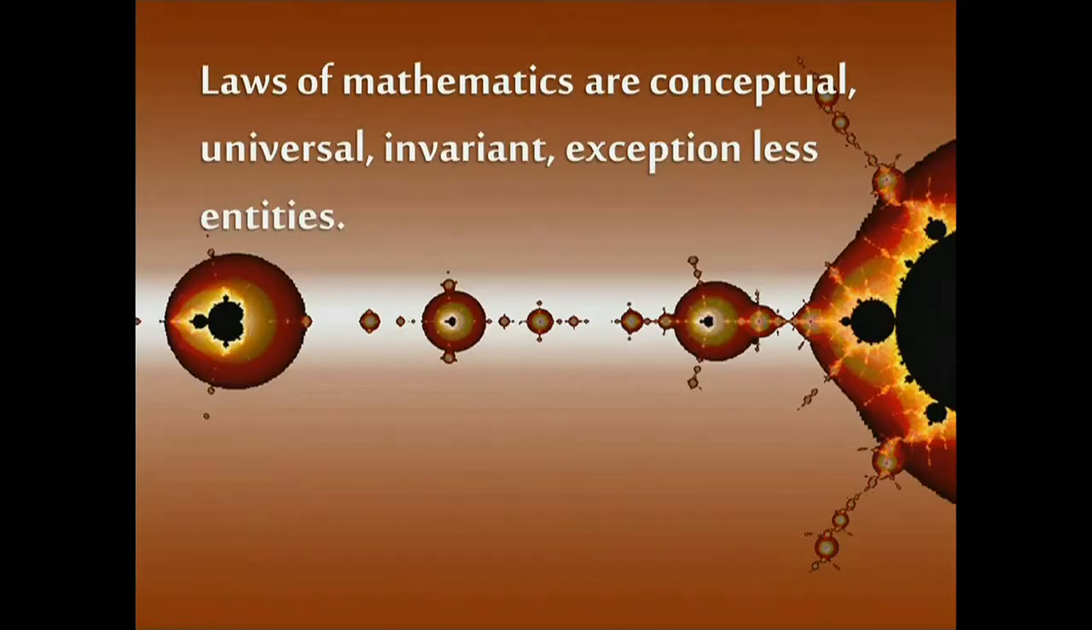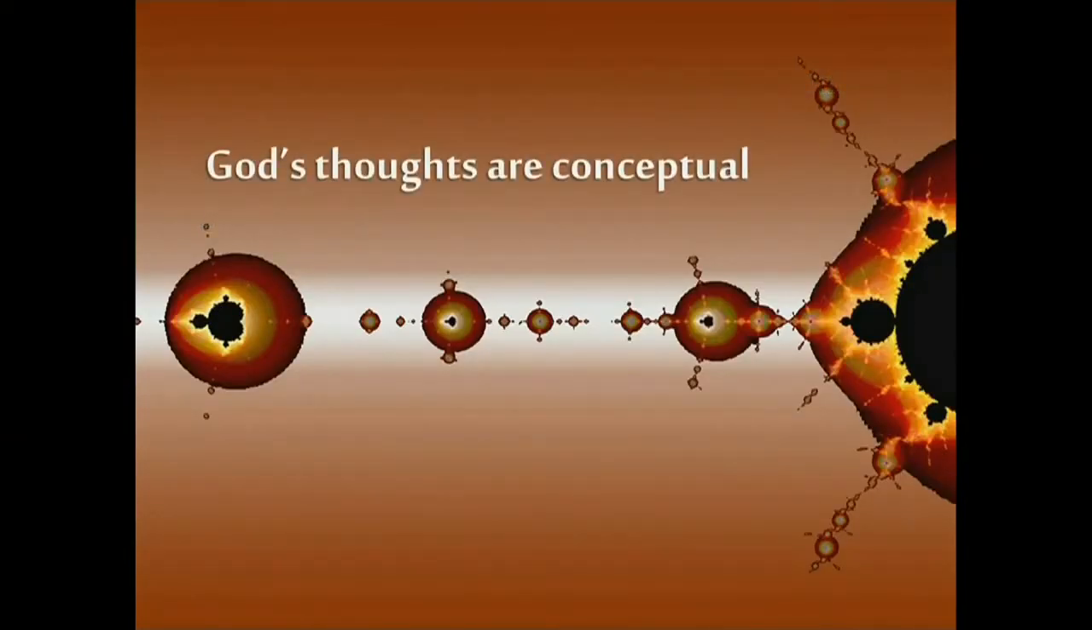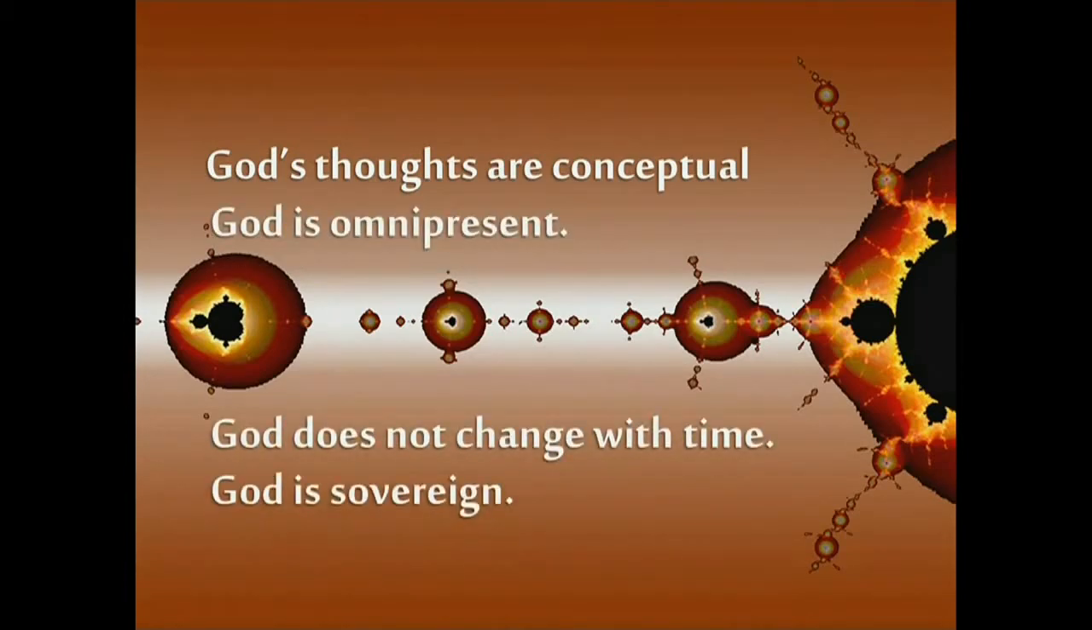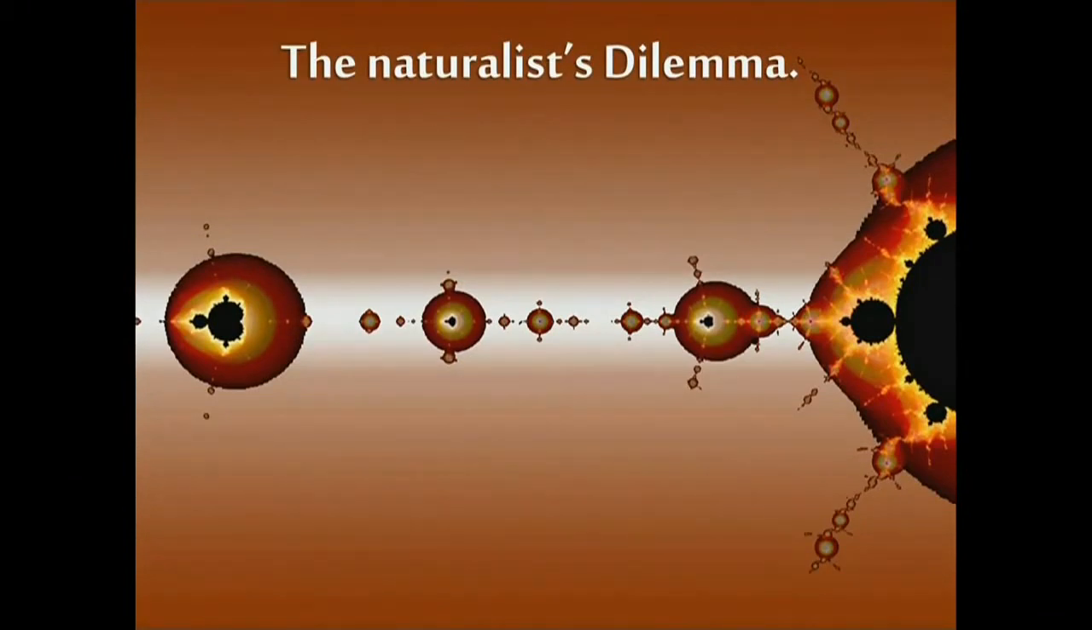He's beyond time. And they're exceptionless because God is sovereign over everything. There's nothing that escapes His will and His mind. And so for that reason, laws of mathematics have these properties, and we all know that. No exception. But it only makes sense if they exist in the mind of God, if they're an expression of the way God thinks about quantities. God's thoughts are conceptual. God is omnipresent. God does not change with time. God is sovereign. The characteristics of God and His thinking make sense of what we find in numbers. And so somebody who rejects the existence of God has a pretty bad dilemma on his hands. The naturalist, the one who says nature's all that there is, no God.